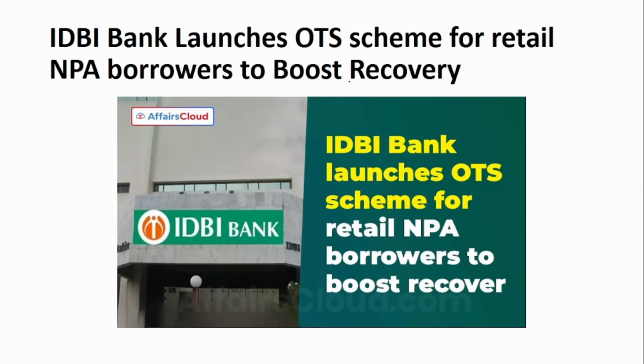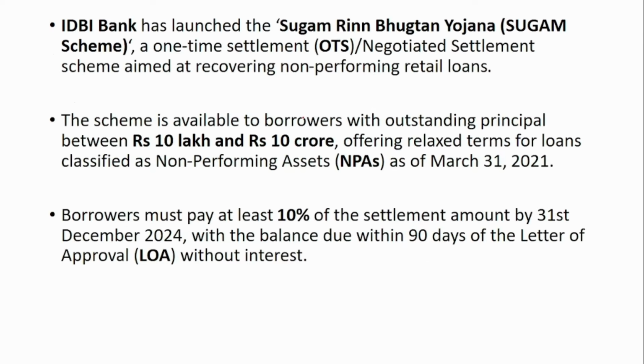Next is about a scheme launched by IDBI Bank to recover NPAs from borrowers. IDBI Bank has launched a one-time settlement scheme called the Sugam scheme. This is aimed at recovering non-performing retail loans. The scheme is available to borrowers with outstanding principal between 10 lakhs and 10 crores that was classified as NPA as of March 31st, 2021. So if your loan was classified as NPA as of that date and the outstanding principal falls between 10 lakhs and 10 crores, you can make use of this Sugam scheme.